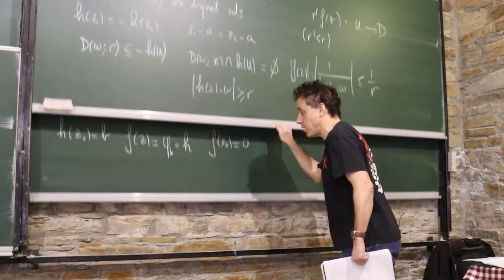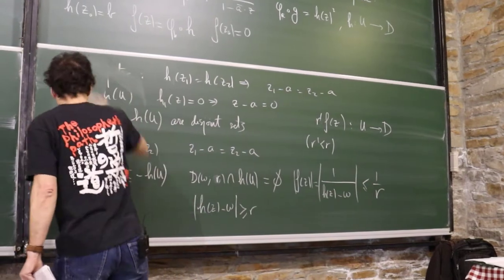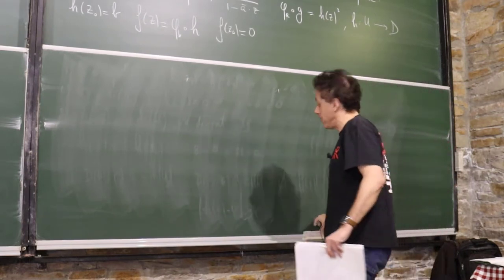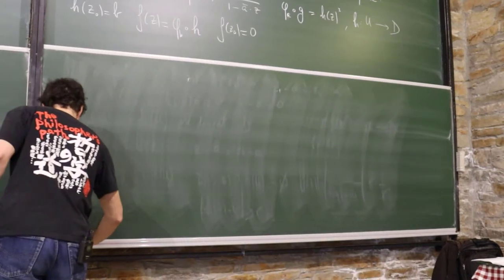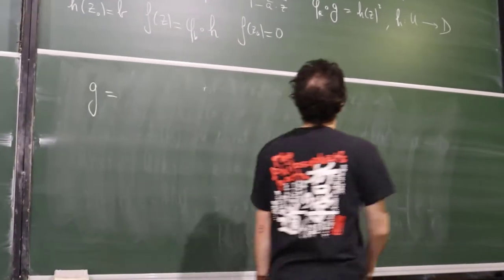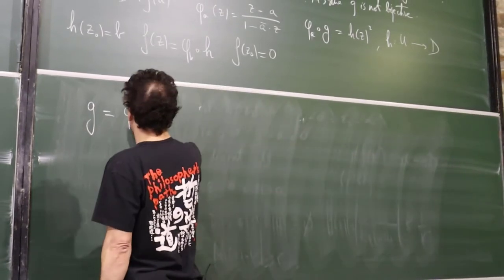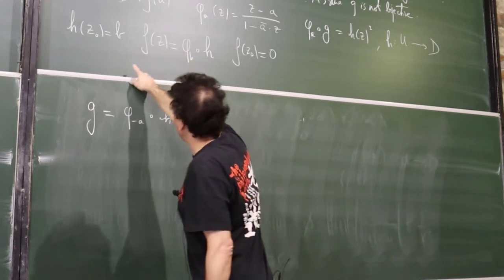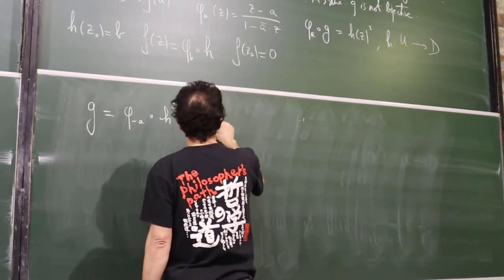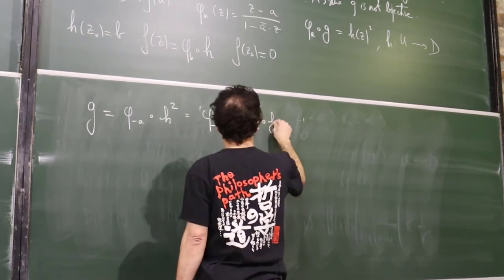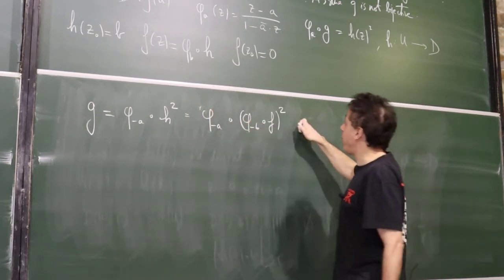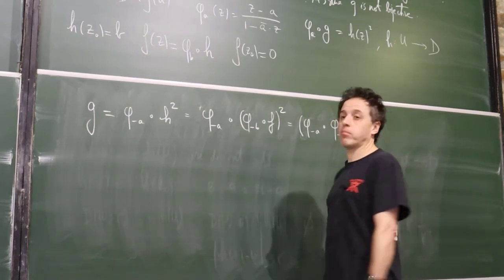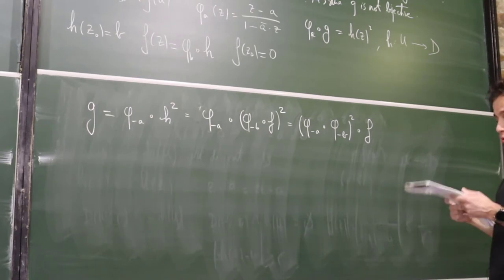Consider all these functions here. And now you can write that g is the inverse of phi a, it was phi minus a, h to the square here. And h is phi minus b composed by f in this order. And you can verify easily that this is, in fact, the same as this here. Okay, you can verify easily this equality. Okay, you have written g like this.